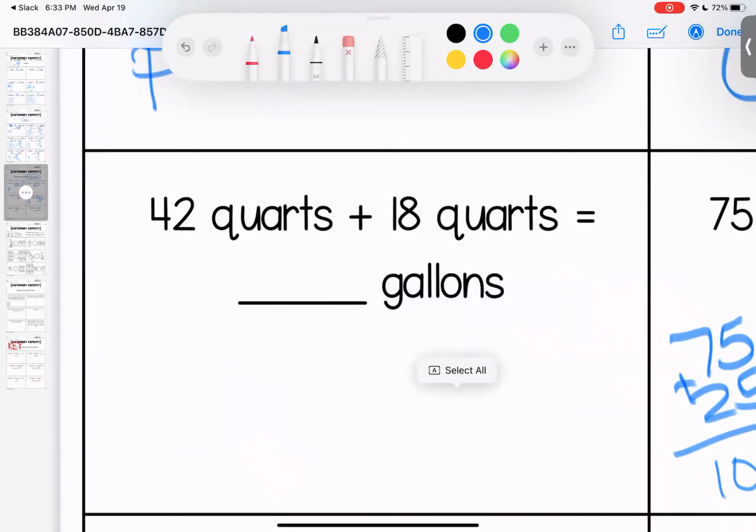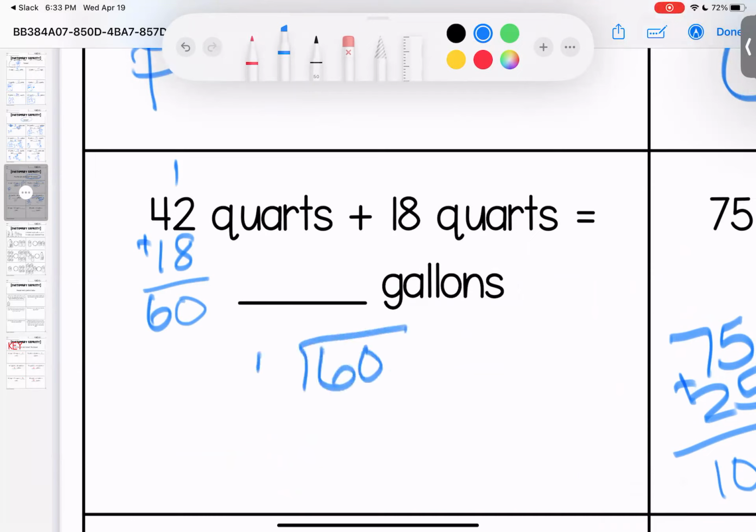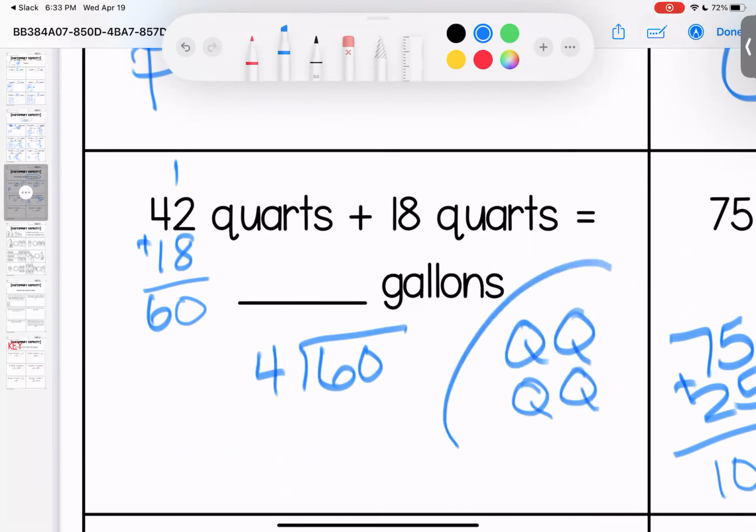Over here, looking at my quarts, let's line them up. 8 and 2 is 10. We carry 4, 5, and 6. This would be 60 quarts. There are 4 quarts in a gallon, right? We have our queens in our kingdom. This is going to go in 1 time.